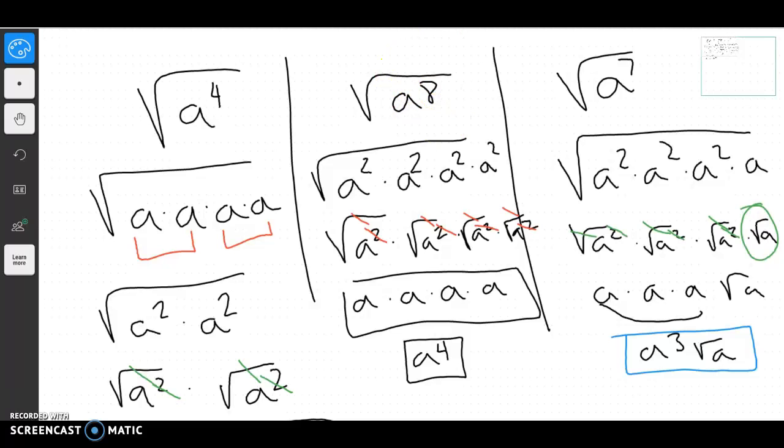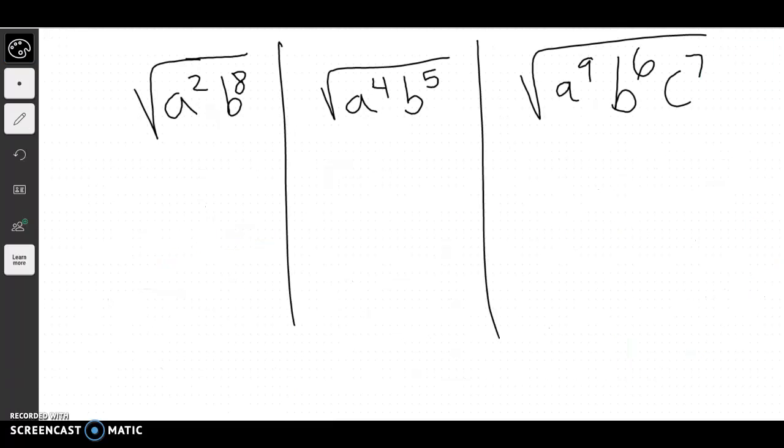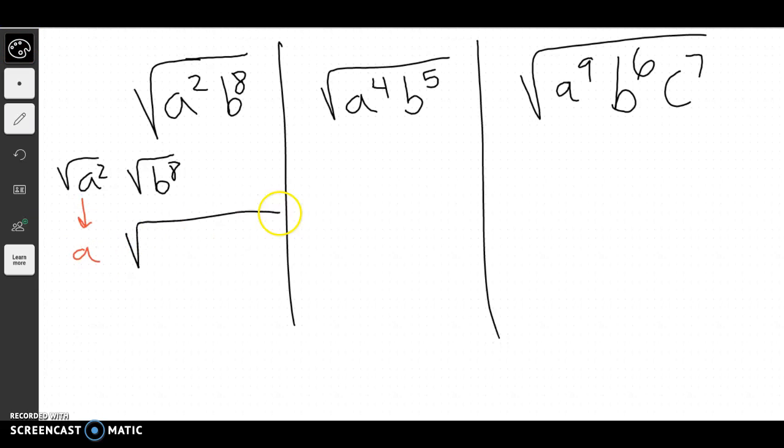Let's do a couple more examples. Now we're going to have multiple variables. Again, the first thing we want to do is break it up into its two different spots. Then after that, we can start simplifying. This will just become a. This would become b squared times b squared times b squared times b squared.